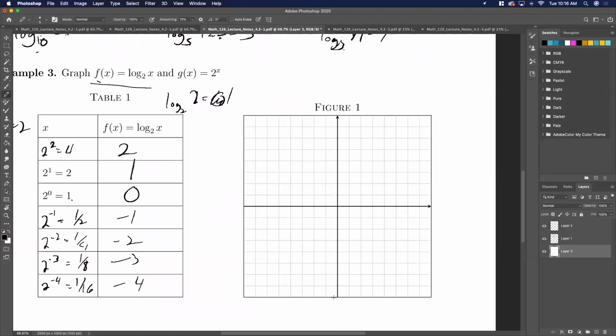So as we graph this, let's graph this one. At 1, I'm at 0. At 2, I'm at 1. At 4, I'm at 2. At a half, I'm at minus 1. At a fourth, I'm at minus 2. At an eighth, I'm at negative 3. And then minus 4.